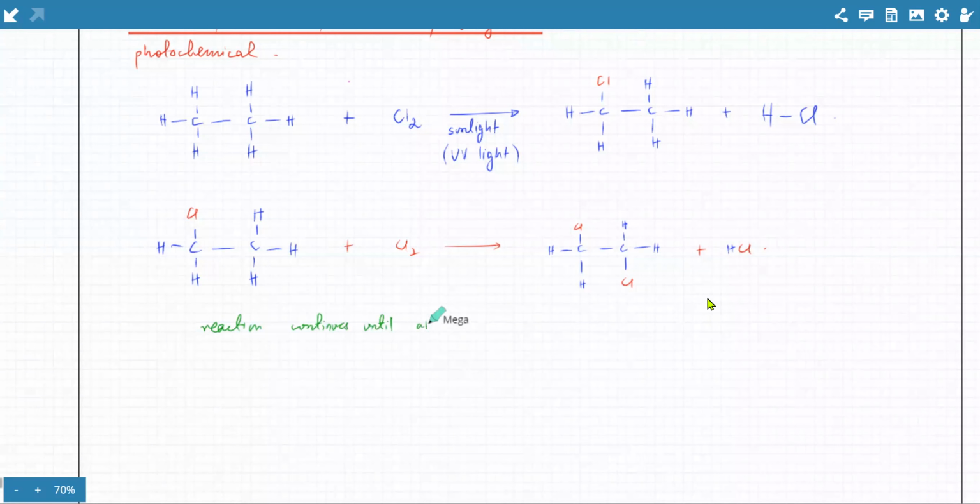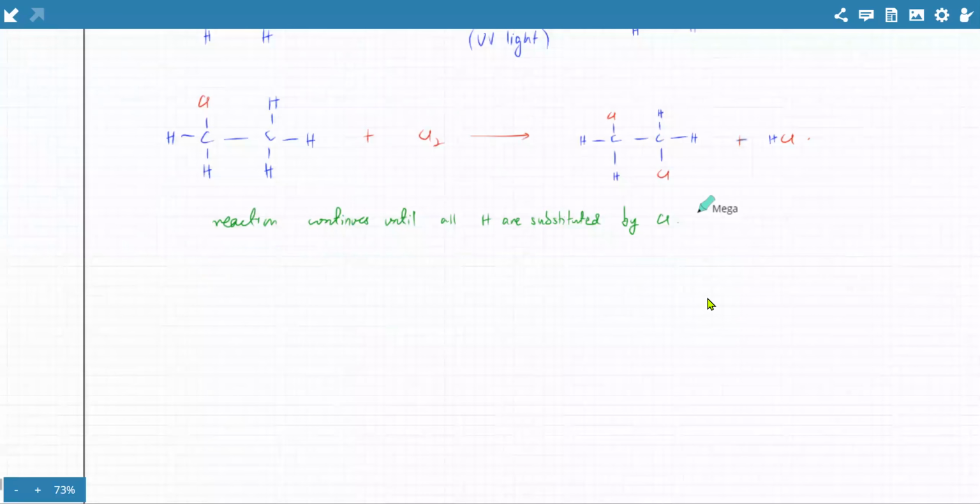until all hydrogens are substituted by Cl. So the reaction just keeps on happening.